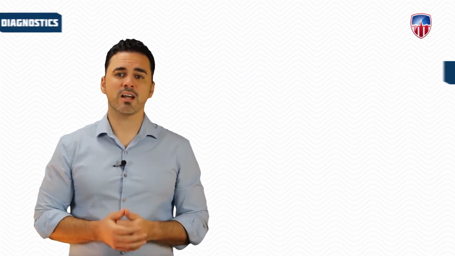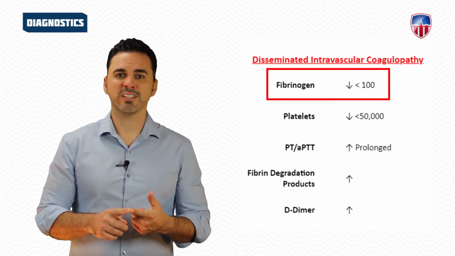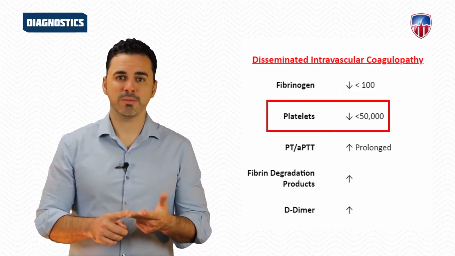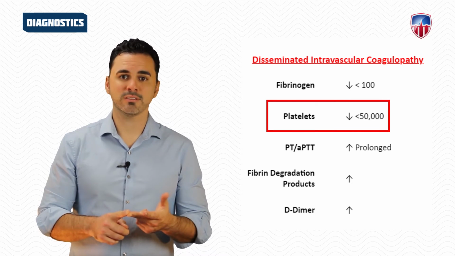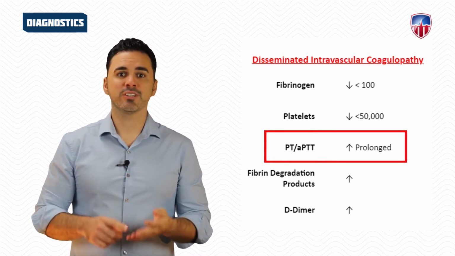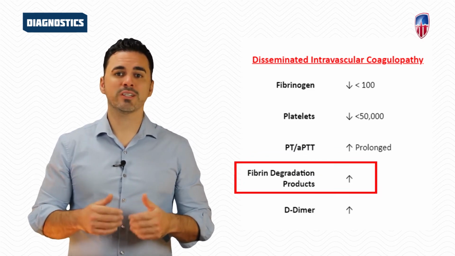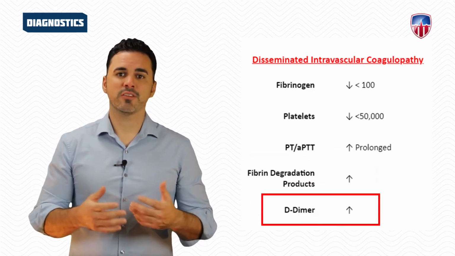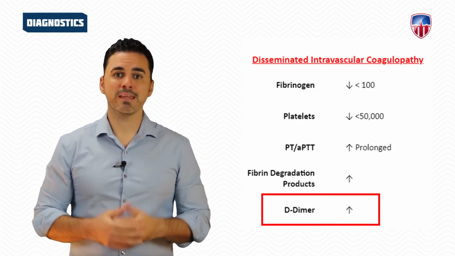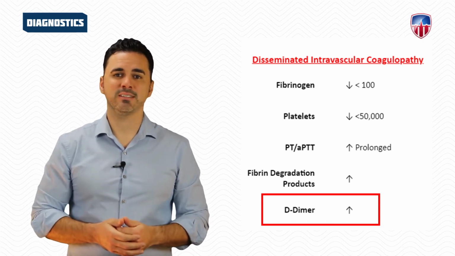Now, as far as diagnostics for DIC, first you're going to see a decreased fibrinogen level, generally less than 1 gram per liter. You're going to see decreased platelets, or thrombocytopenia, less than 50,000. And you're going to see a prolonged PT and APTT, and you're going to see increased fibrin degradation products. Now, you're also going to see an increased D-dimer. This is a marker for fibrin degradation products, but it's important to remember many other disorders can elevate D-dimer, so it's not specific to DIC.